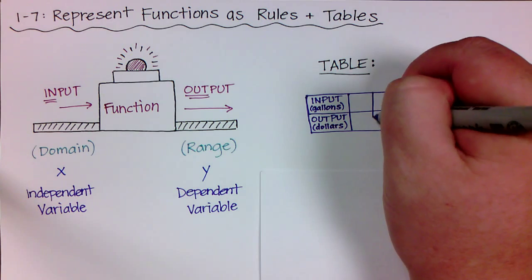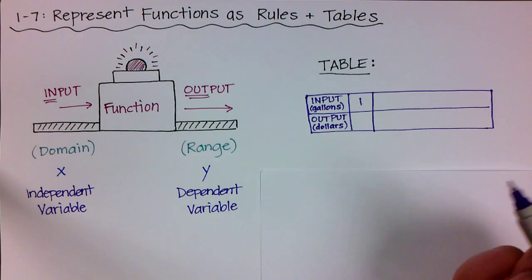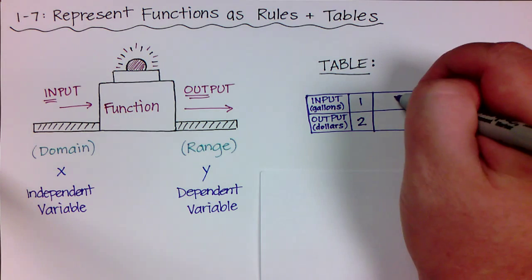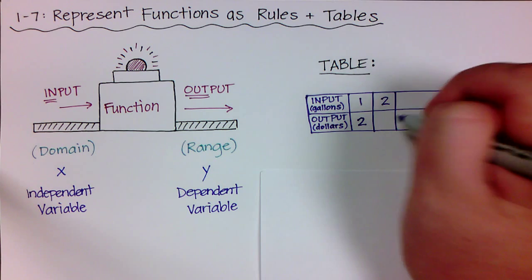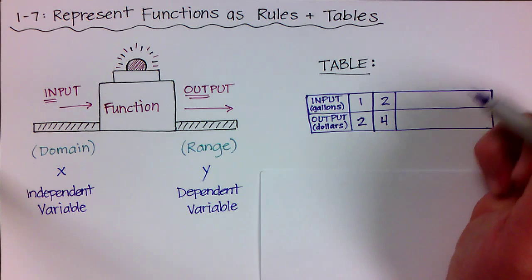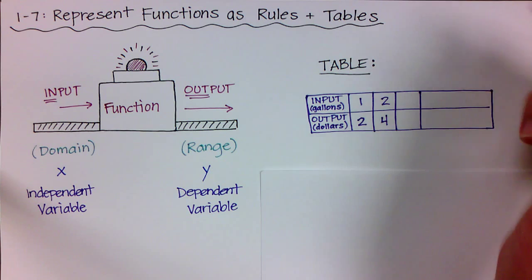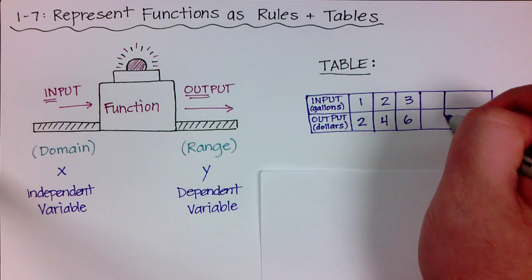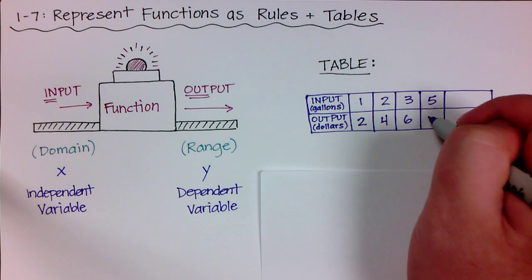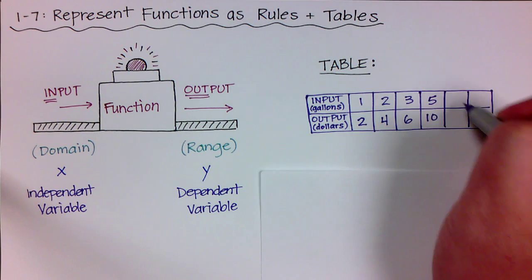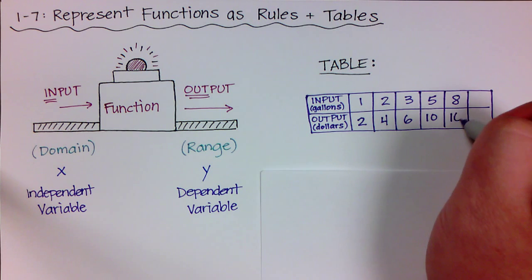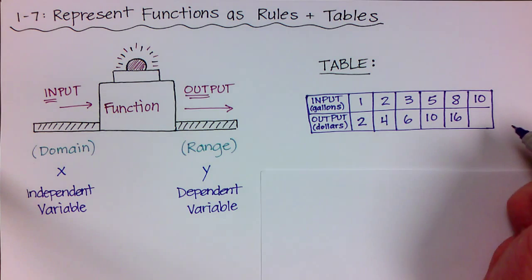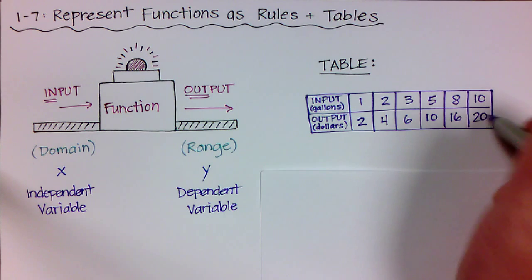So for instance, if I purchase 1 gallon, maybe they're going to charge me $2. And if I buy 2 gallons, maybe they charge me $4. If I fill up with 3 gallons, maybe it's $6, and I can just go on and on. Maybe if it's 5 gallons, they charge me $10. Maybe if it's 8 gallons, they charge me $16. And if I have a really big car and it's 10 gallons to fill up, they would charge me $20.